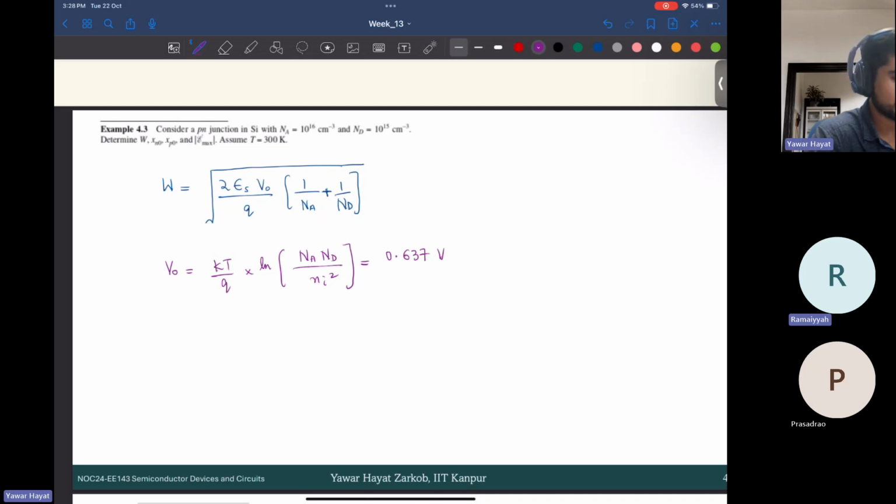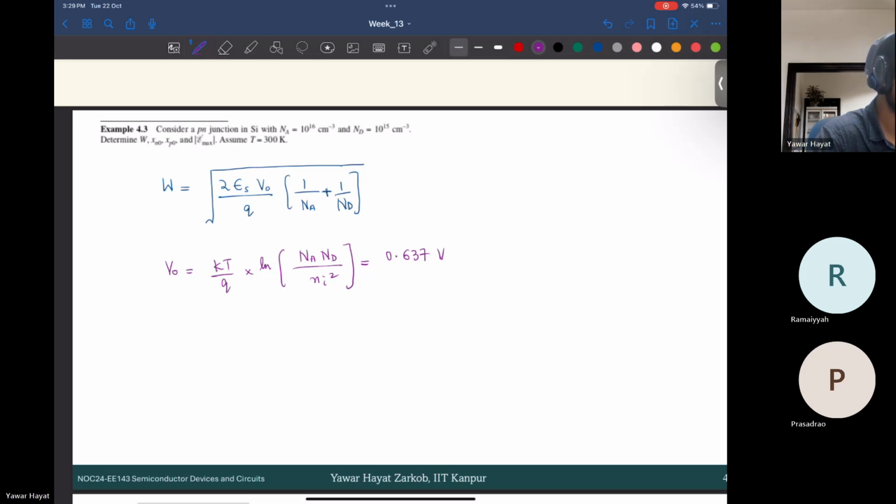What is the value of Ni? Ni is 1.5 into 10 to the power 10. Usually, would it be given in the question? This is something that you should memorize because this is a fundamental. Even if you don't remember that 1.5 factor, remember that it's roughly 10 to the power 10 for silicon. Once you plug in the values, you'll get V0 as 0.637 volts.